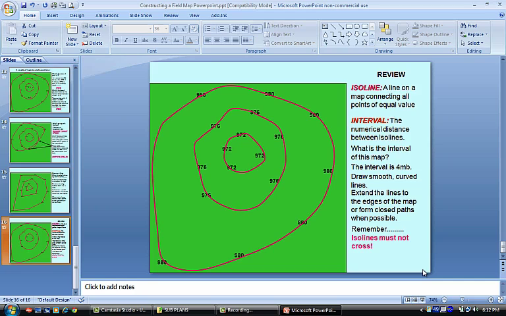Okay, next we always draw smooth curved lines, and we extend the lines to the edges of the map or form closed paths when possible. Most important to remember that isolines do not cross each other. Very important. Let's not do this or points will be taken off.